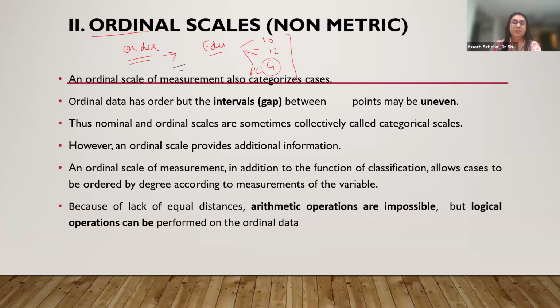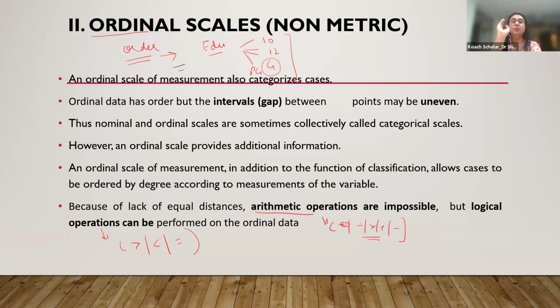So what does that mean? Arithmetic operations हमारे कौन से होते हैं? Plus, divide, multiply, plus, minus. All these are arithmetic operations. Logical operations कौन से होते हैं? Less than, greater than, equal to. हम यही कह सकते हैं this person is less qualified than that. This person is equally qualified as that. So that is the only thing what we can measure.